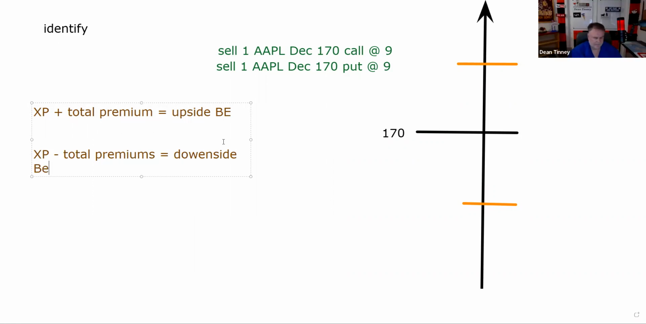And so here, when we do this, our combined premium is going to be 18. And we're straddling the strike price line, which is 170. And so it's going to be 170 minus 18 and 170 plus 18. And we get our break-even of 188 and 152.